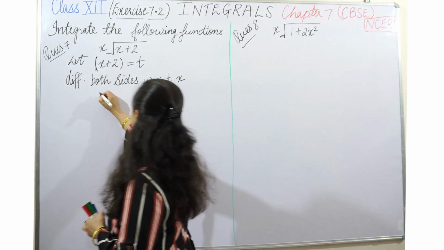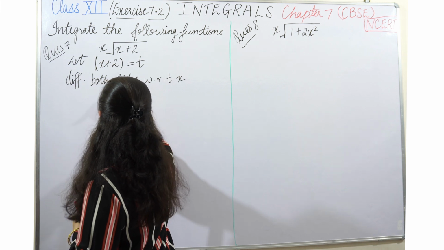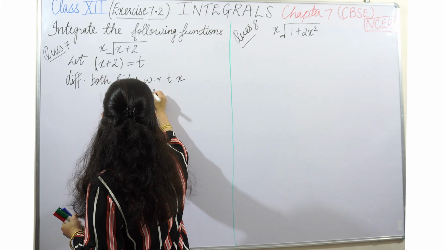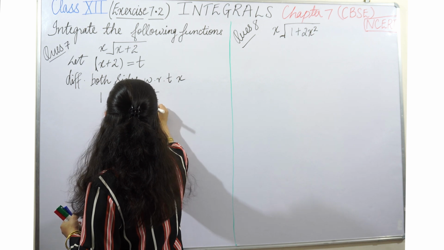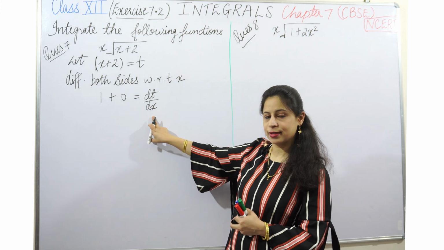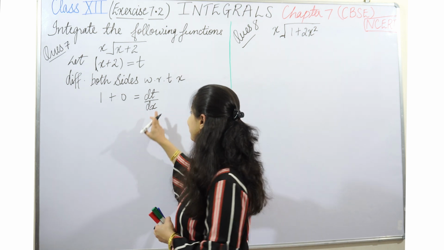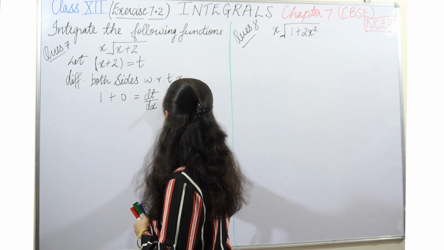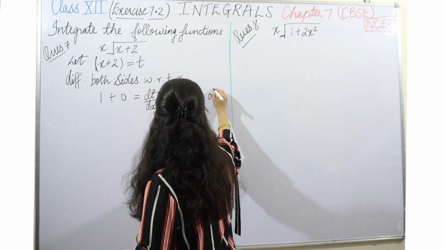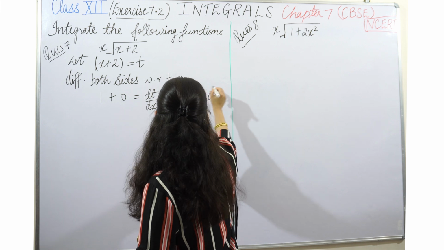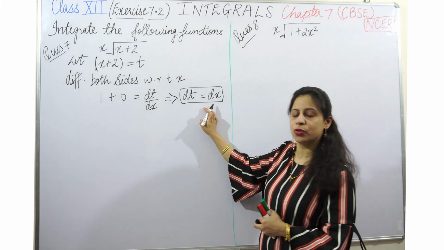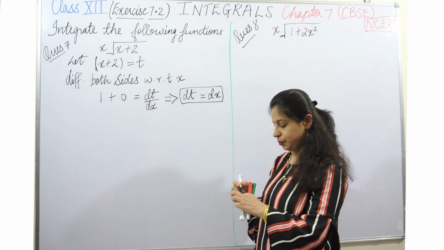1 plus 0 is equal to dt over dx. So from here we can easily get dt equal to dx. So this is one result which we have got here.